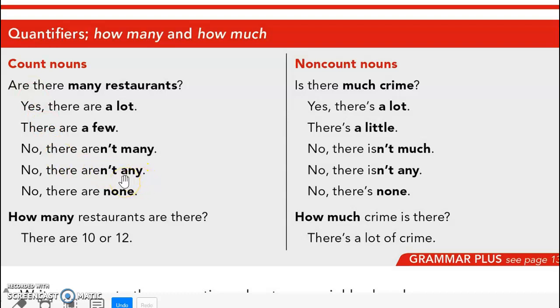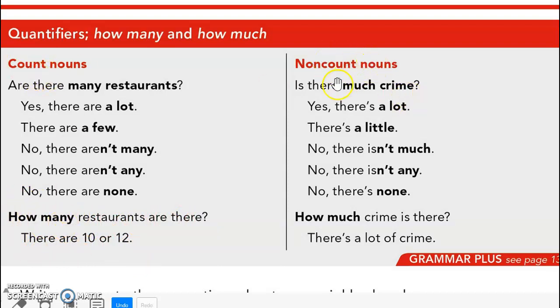Remember, we use any. This we talked about in the previous class. Remember, we use any to talk about when there's none of something. So any, we use it in questions and in negatives. Are there any restaurants? No, there aren't any. No, there are none, indicating that there are 0 restaurants. So how many restaurants are there? There are 10 or 12. Again, how many? Countable nouns.